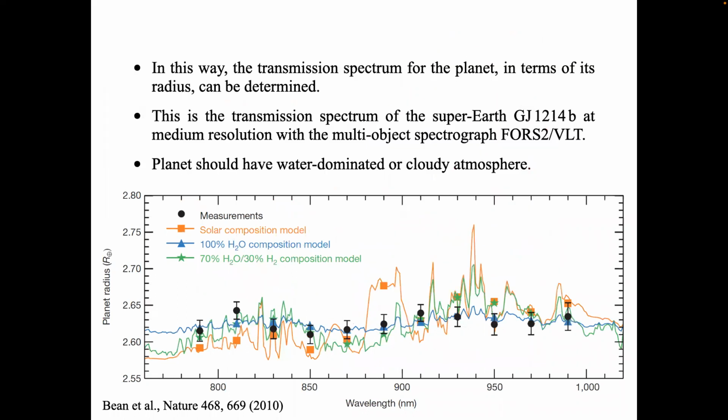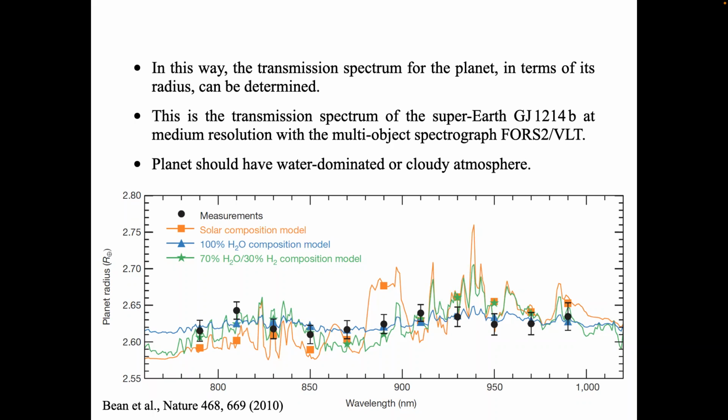So you obtain the transmission spectrum. And then you use theoretical models to fit the data. And you can see what is the best model for fitting the data. And so you can have different models using different compositions of the atmosphere. So in this case, this is a super-Earth, GJ1214b.